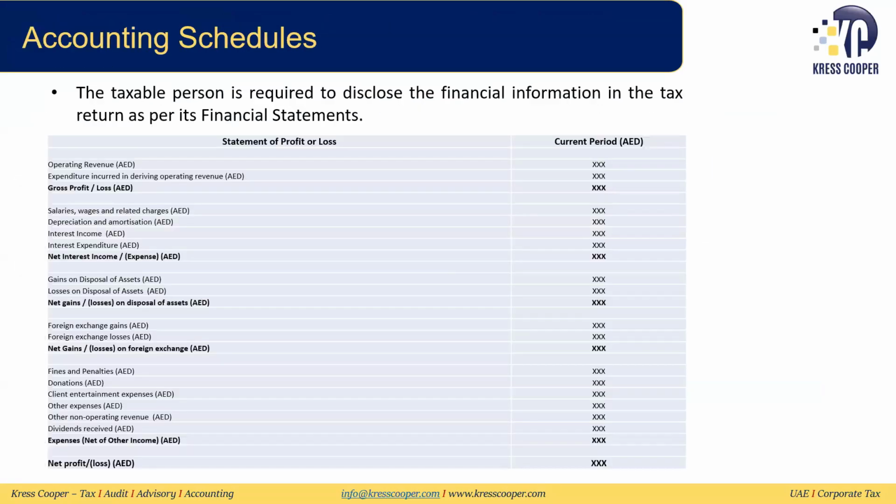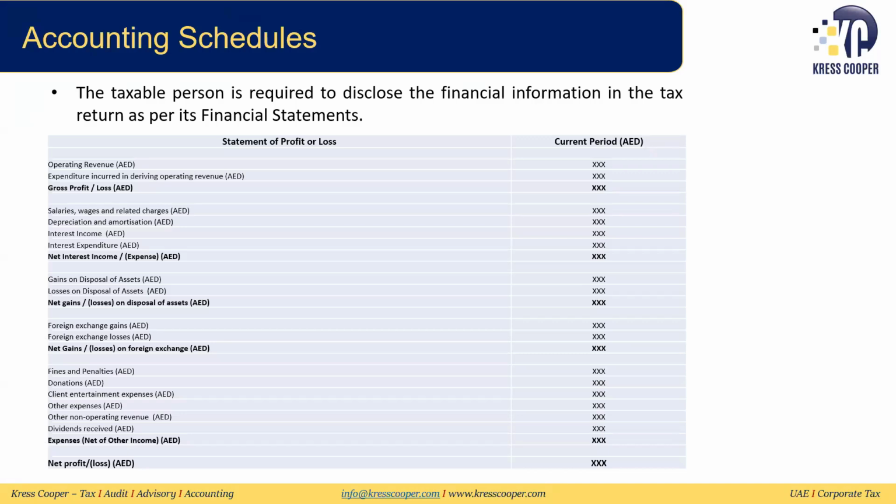Then moving on to the third portion of the return, where it is asking you to provide the accounting schedule. So here, like I said, it is mostly the financial information which will already be in your financial statements. If it is audited, we know that if any taxable person has a revenue of more than 50 million, or they are a qualifying free zone person, they need to have audited financial statements.